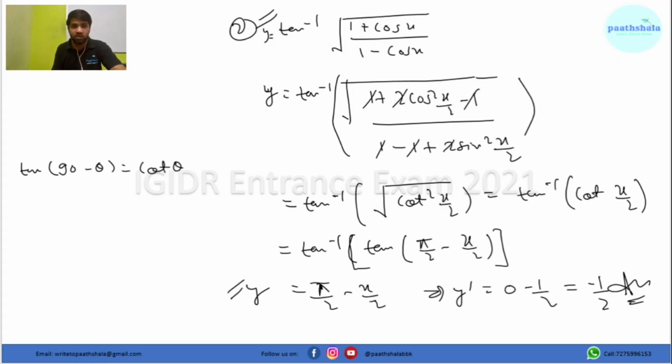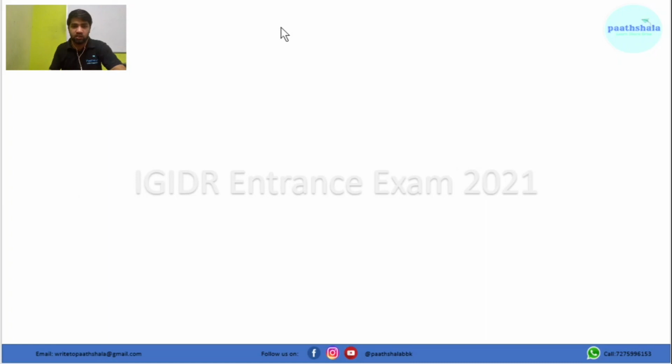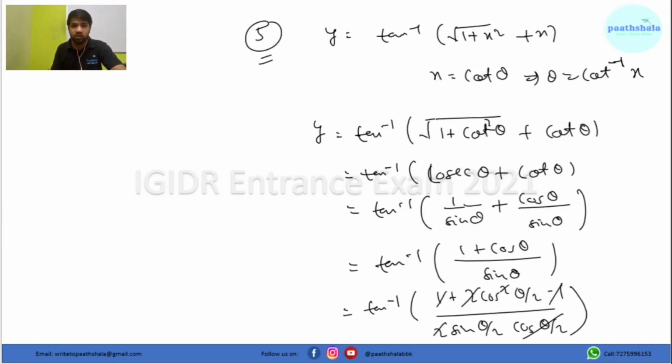Okay, so moving to the last question of the session, and that is of type 2, which I have mentioned here, I guess. Yes, that is the derivative of the inverse of a given function. This kind of question is asked in the IGIDR Entrance Exam. So I think this will be our example number 6.